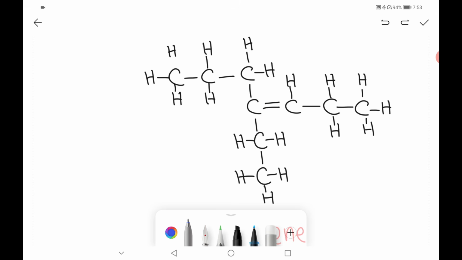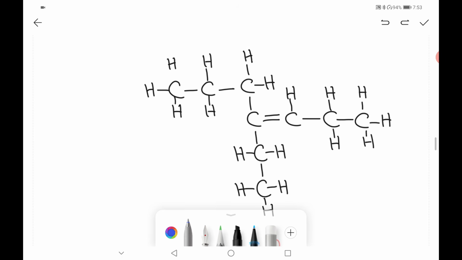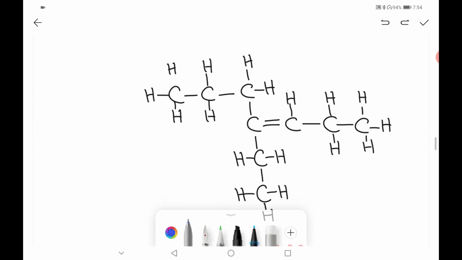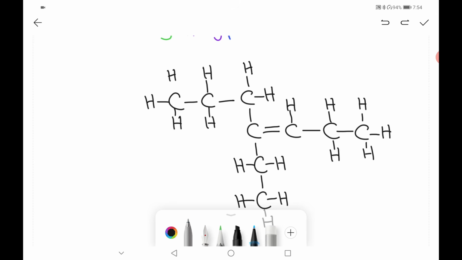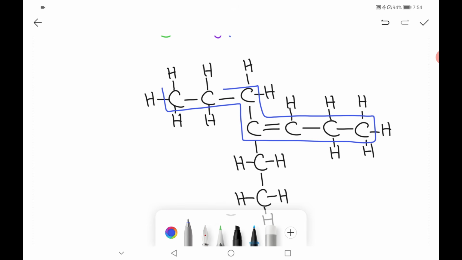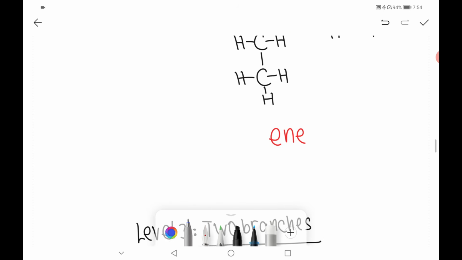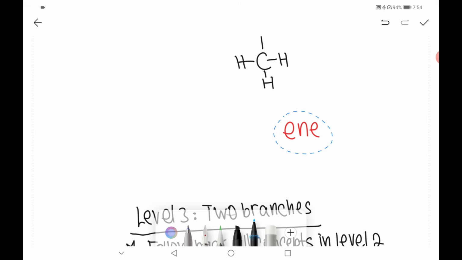So the longest backbone in this question is supposed to be here. Sorry, erase it. So in this question, the longest backbone is supposed to be here, which has 7 carbon. 7 carbon is called hep, so we call it heptene. Same thing, we put a space for the location of your double bond.